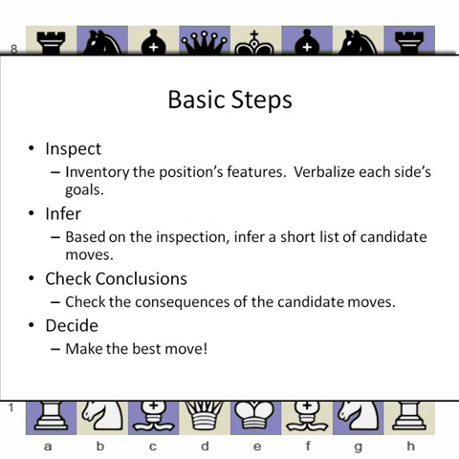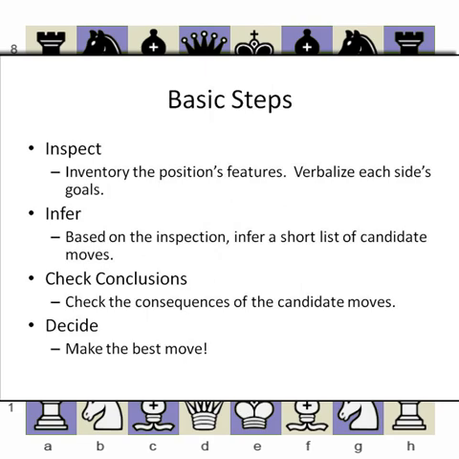In this presentation, I'm going to be talking about some important points that you should use when you're considering a position and trying to figure out the best move. The basic steps that I want you to think about are shown in the first slide. As you see in this slide, the basic action items are inspect the position, that means itemize its features, and try to speak briefly about each side's goals, speaking to yourself, of course, when you're at the board.